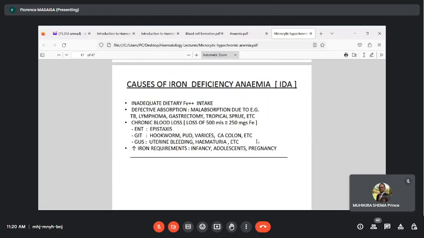For example, if someone is having TB, lymphoma, history of gastrectomy, and so on. That's the second question. The third question is about blood loss. We have said that when you lose blood, you are losing iron. For example, when you lose 500 mL of blood, you are losing 250 mg of iron. The source of bleeding should be assessed. It's either epistaxis, hookworms, any bleeding should be assessed.